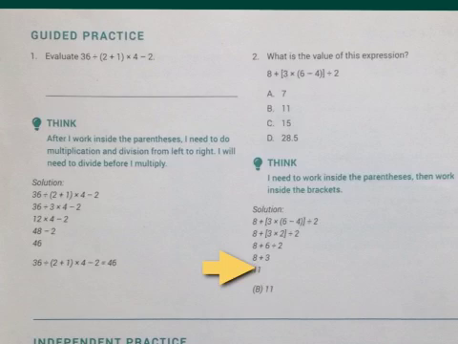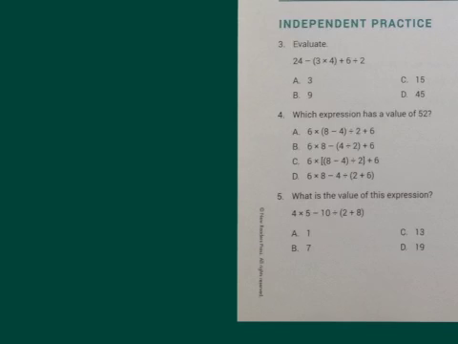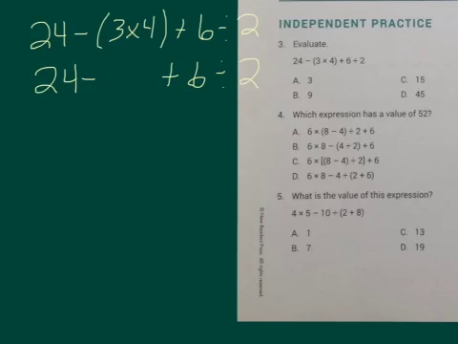Okay, let's look at number 3. Number 3 just says to evaluate. The first thing, of course, is that we are going to multiply 3 times 4. We multiply 3 times 4, and that is going to give us 12. Next, we're going to divide: 6 divided by 2 times 3. So we're going to say 24 minus 12 plus 3.